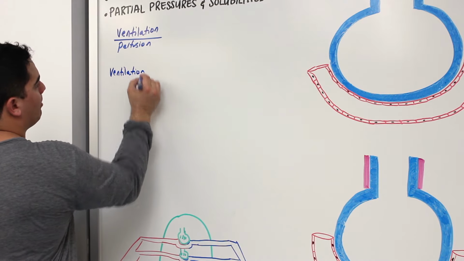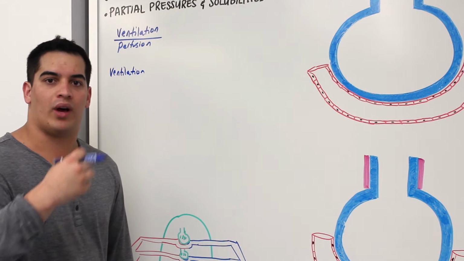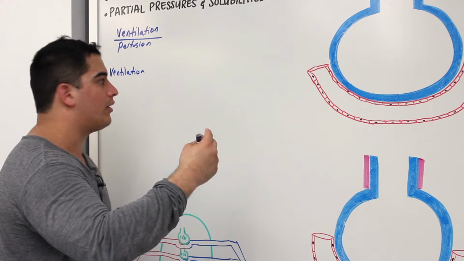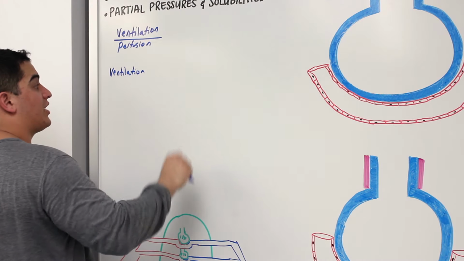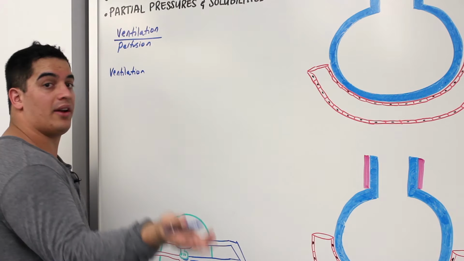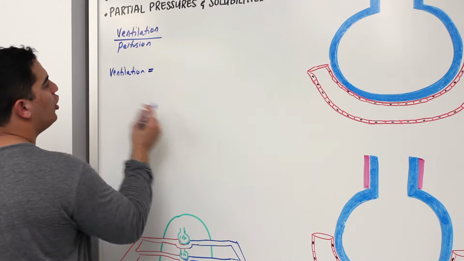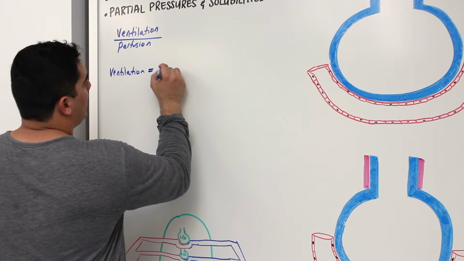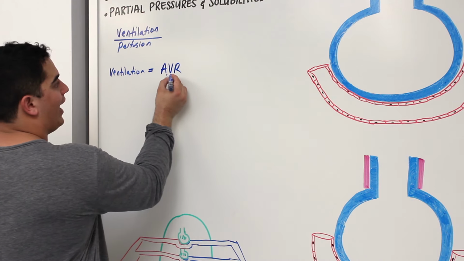Ventilation, I like to think about it according to a calculation. Besides defining it as the amount of air going in and out, specifically we should say it's the amount of air going in that's contributing to gas exchange and the amount of air that's coming out. Let me explain what I mean by that. We should be very particular when we're talking about ventilation perfusion, and specifically talk about alveolar ventilation rate, so AVR.